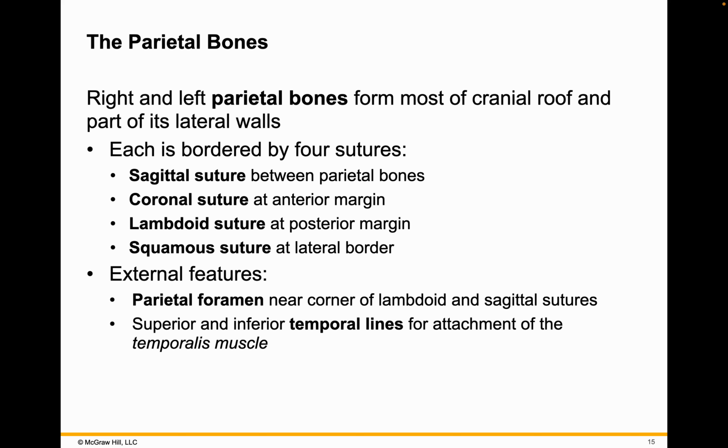The right and left parietal bones form most of the cranial roof and parts of its lateral walls. Each is bordered by 4 sutures: a sagittal suture, coronal suture, lambdoid suture, and squamous suture. The external features include the parietal foramen near the corner of the lambdoid and sagittal sutures, and the superior and inferior temporal lines, which are the attachment sites for the temporalis muscle.